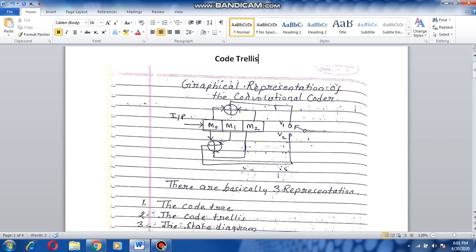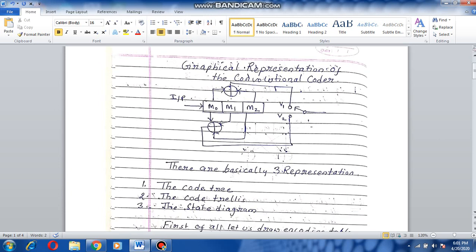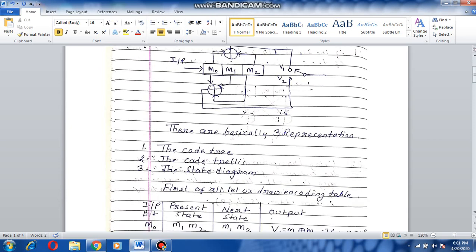The current bit is entering into the memory element M0 and the memory elements M1 and M2 store the past bits, so they constitute the states. So there are basically three representations of convolutional coder that can be represented in a graphical form: code tree, code trellis and the state diagram. For drawing any of these three graphical representations, we need to first of all draw the encoding table.